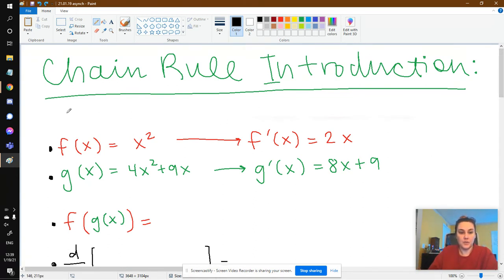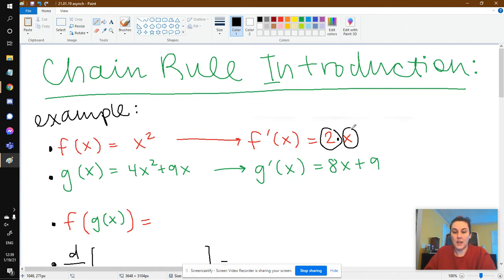Here's an example. Kick off with an example. If I've got a function x squared, the derivative is 2x, right? So it's something squared, and then its derivative is 2 times that something. And I'm saying it that way, that weird way, for a reason. And then if I have another function, say 4x squared plus 9x, fine, its derivative is 8x plus 9. Great.